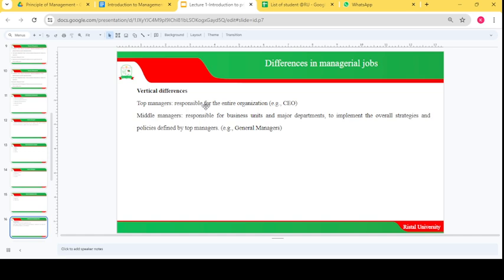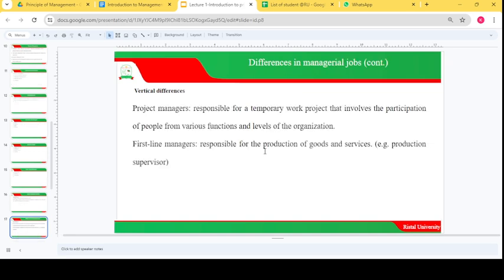And then we have the middle managers. They are responsible for the business units and major departments, and to implement the overall strategies and policies defined by the top managers. So under it we have the general managers. So we have the project managers. They are responsible for the temporary work project that involve the participation of people from various functions and level of organization.